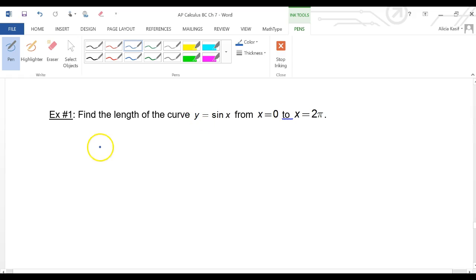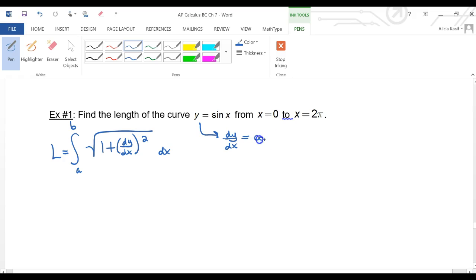So remember, what's our formula? We're going to use this one. I'm just going to write out the formula. So here's y. Before I plug everything in, let's take this and find dy dx, which is, derivative of sine is cosine x. So the length of my curve is going to go from where? And what's A and what's B?